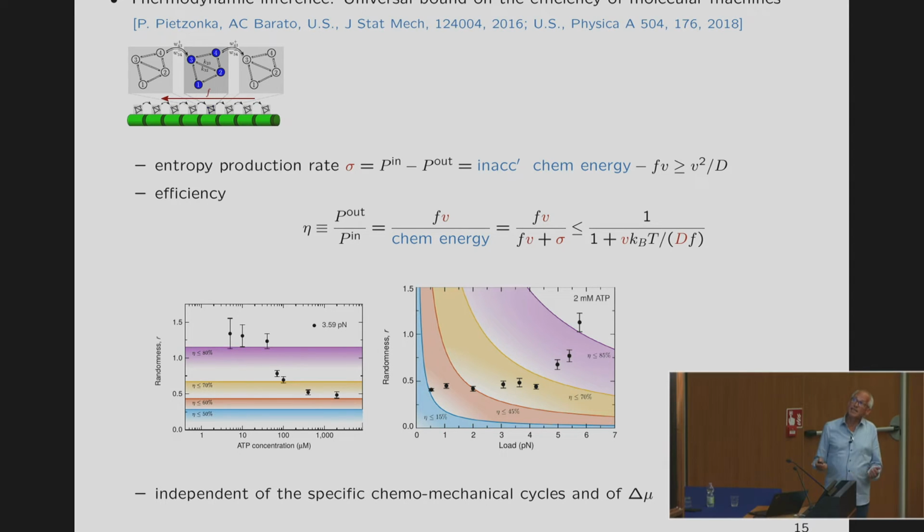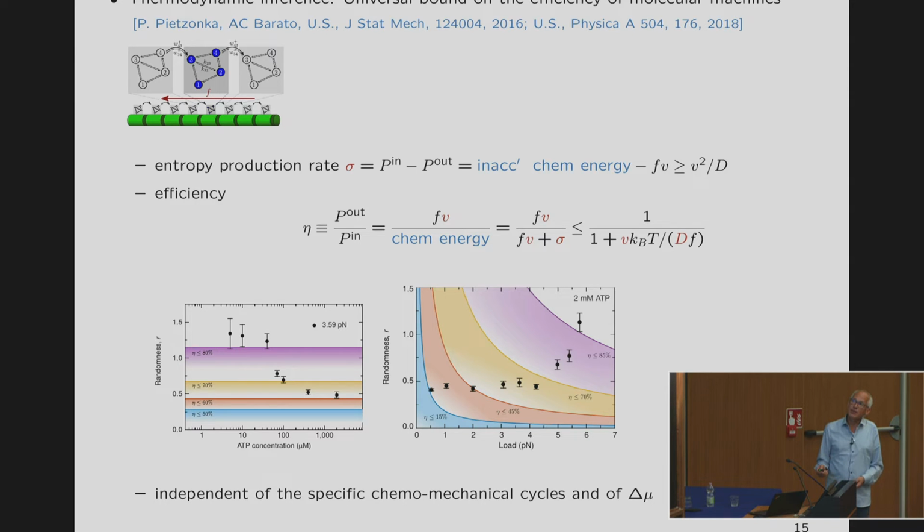Entropy production in this situation is the difference between what you put in and what you get out. What you put in, you do not know, because you do not see when an ATP vanishes without assuming that you need one ATP for one step. So the input is inaccessible, the output is clear, that's just velocity against this externally imposed force. We do have, however, now this inequality relating entropy production with the mean current, i.e. the precision, and the dispersion.